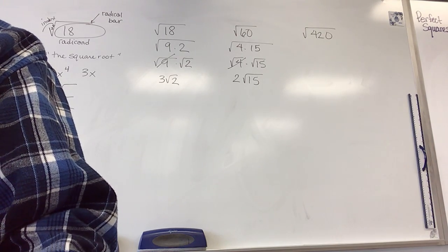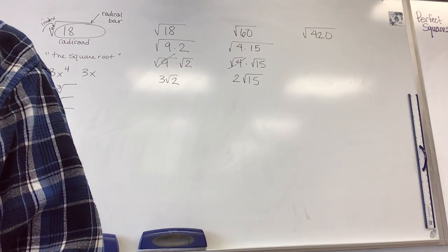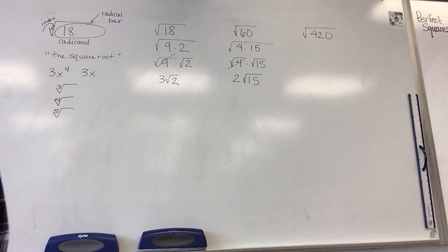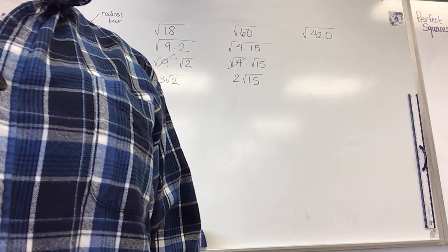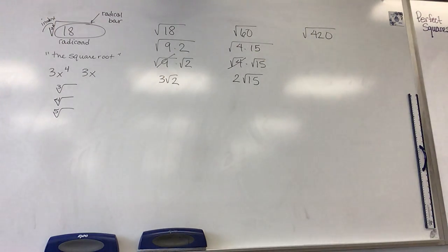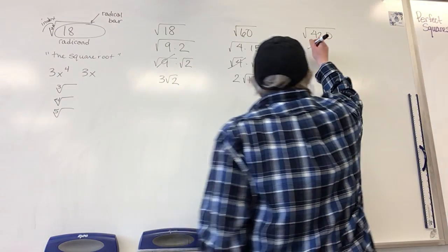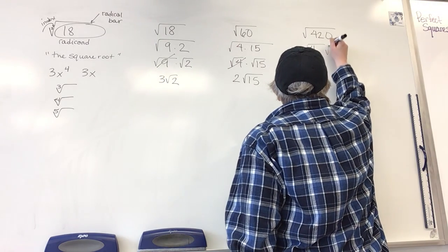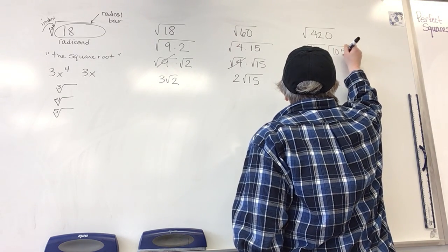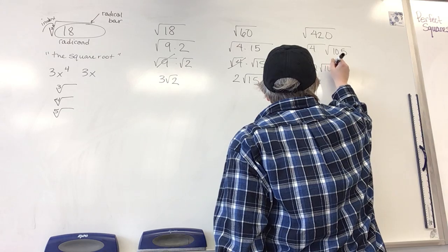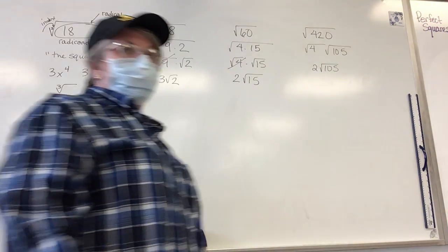Anybody have a number that goes into 420? Well, you could keep going, and guess what? What's the only number that goes into it? 4. So you go 4 times, what is it, 105? And then, so that would be 2 radical 105. Does that make sense?